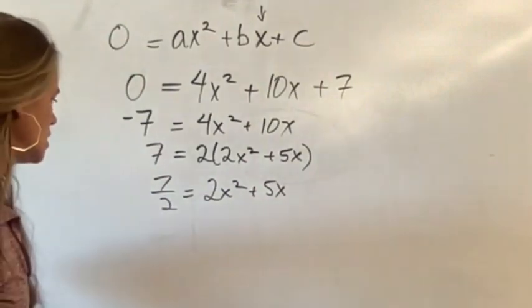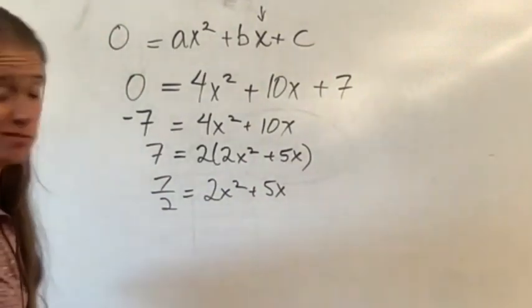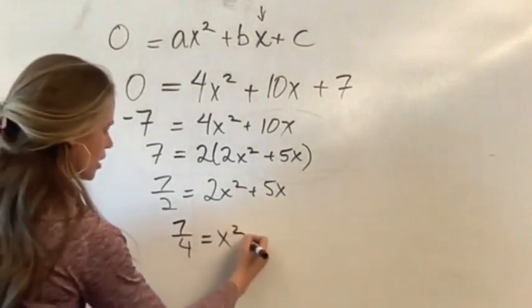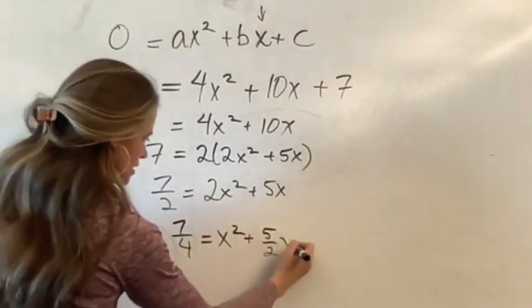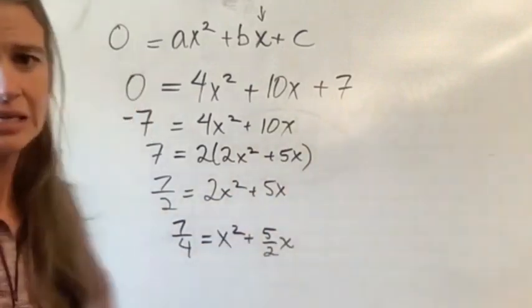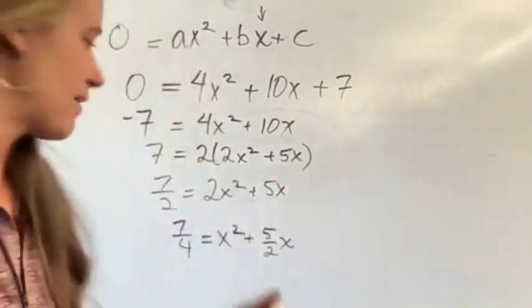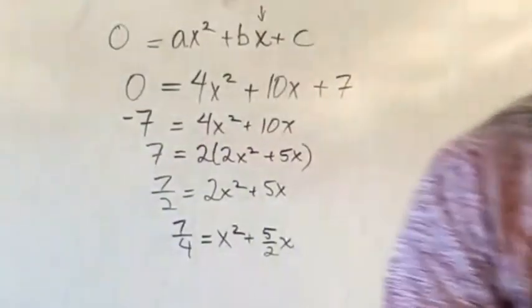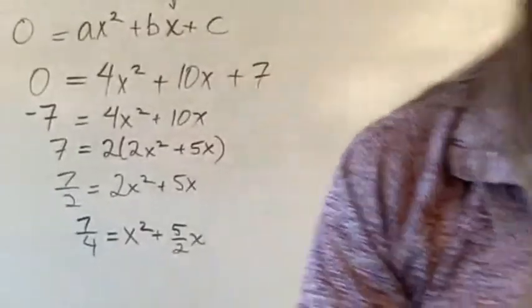Well, let's divide by 2 again, just see what happens. So we get 7 over 4 equals x squared plus 5 over 2x, which still is like, how do I get x by itself? I can't factor out an x. So there's this cool method. Let's come over here and practice this method real quick, and then we'll bring it back.